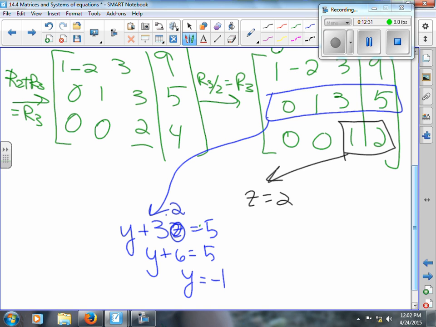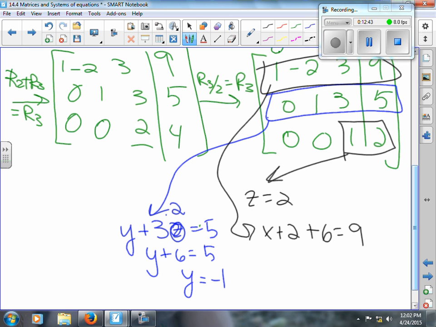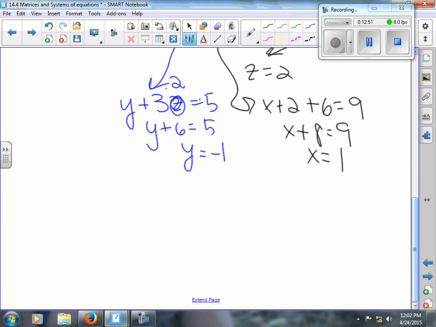And then finally, I can take my top equation here, and I get x minus 2y, so that's plus 2, plus 3z, plus 6 equals 9. And so x plus 8 is 9, and so x equals 1. And so now I have the solution, and I didn't have to deal with x's and y's and z's the whole time. So 1, -1, 2 is my answer.